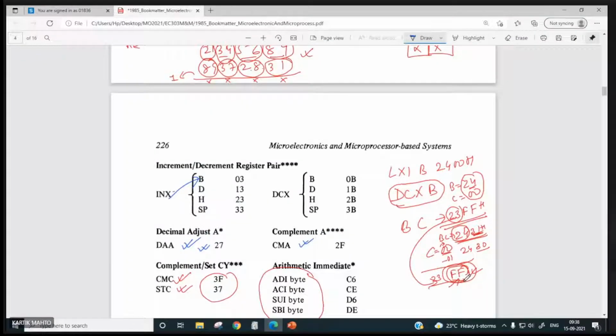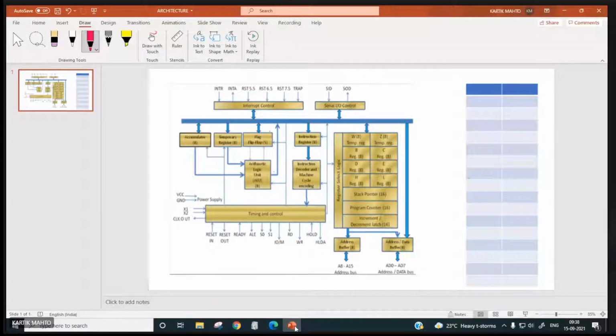Then CMA stands for complement accumulator. Suppose A is FFH and CMA is the instruction. Then A bar will be produced over here, it will be 0, 0. The result will be stored back to the accumulator, and the zero flag will be set to 1.